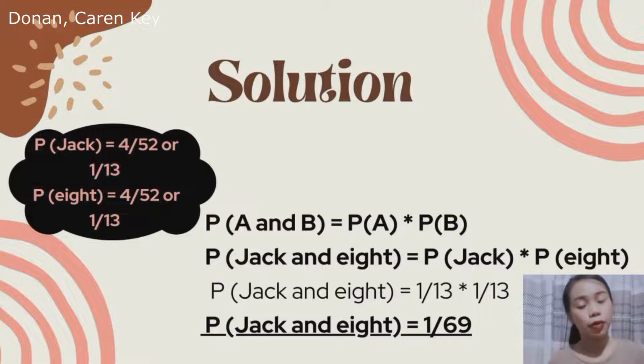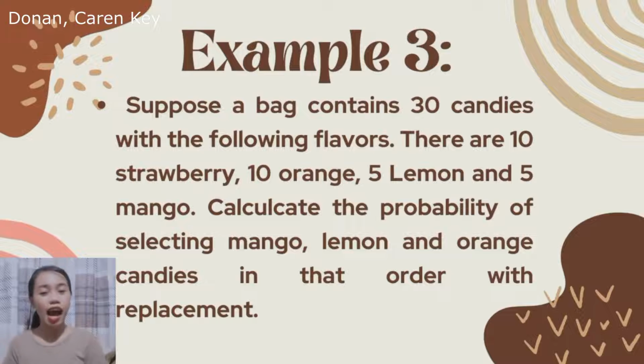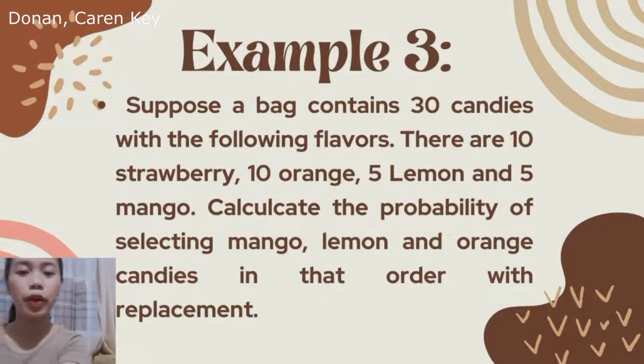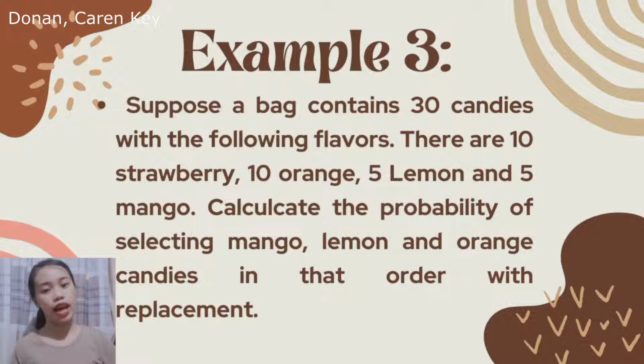And in the simplest form, 1 over 13. So that's why our answer in this problem is the probability of jack and 8 is equal to 1 over 69.